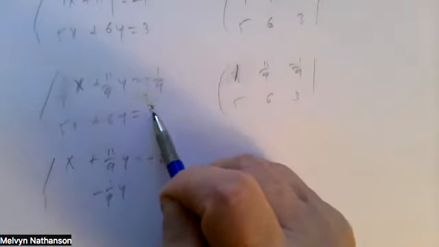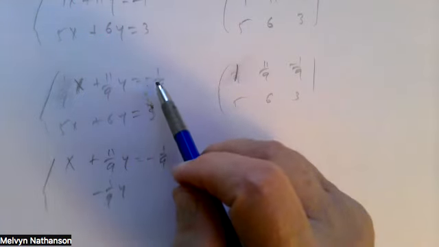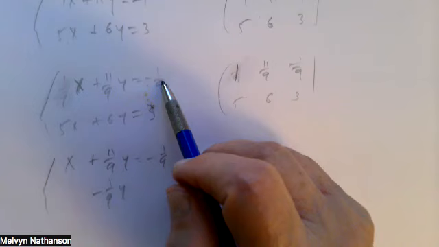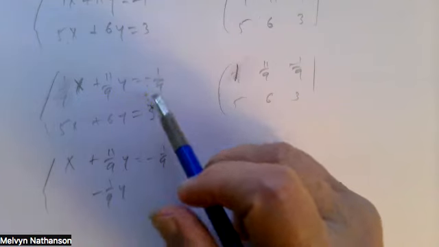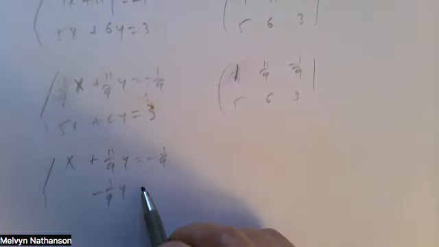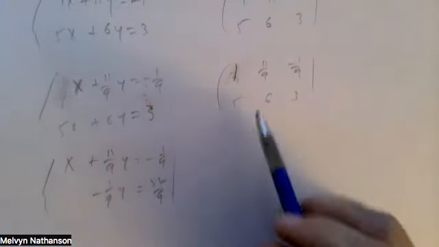And 3 minus 5 times this, that's 3 plus 5 ninths. That is 27 plus 5 over 9, 32 over 9. Okay. So when I eliminate x, I get this system of equations.